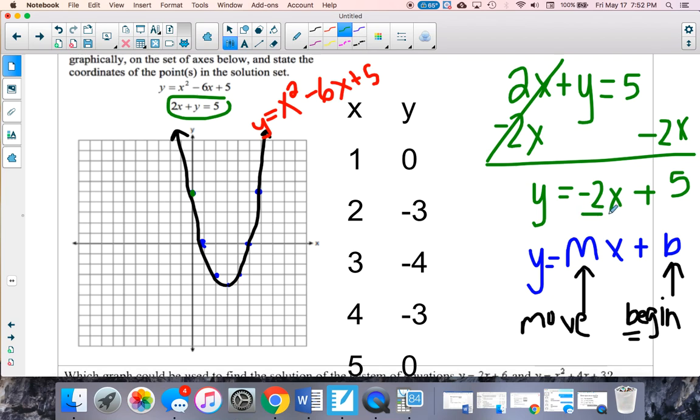And move, let's turn this into a fraction, down 2 to the right 1. Down 2 to the right 1. I need to do a different color. Down 2 to the right 1, repeating. I can't do down 2 to the right 1 anymore. So we're going to do up 2 to the left 1. Up 2 to the left 1. And let's connect.